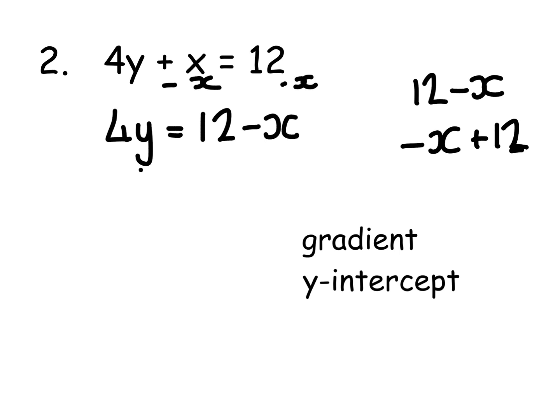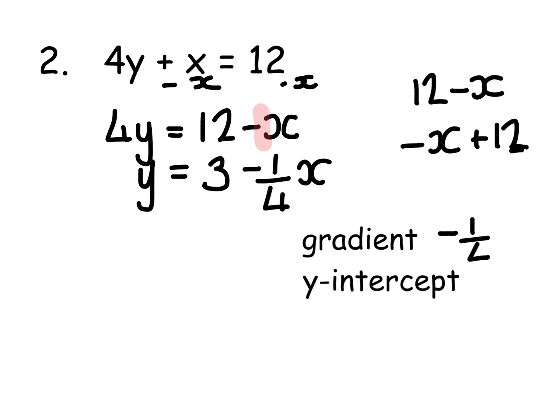Then we divide everything by 4, so 12 divided by 4 is just 3. Remember, there's a secret number 1 in front of the x here, we don't always write it, it's hidden. So that would just become take away 1/4 x. And from there your gradient is whatever's in front of the x, so your gradient is -1/4. And your y-intercept is the numerical part, so just say (0, 3).